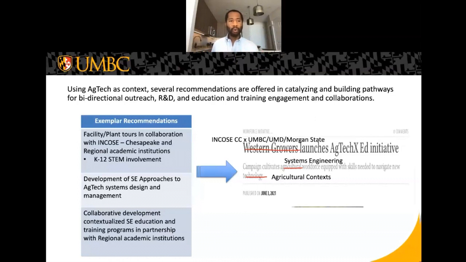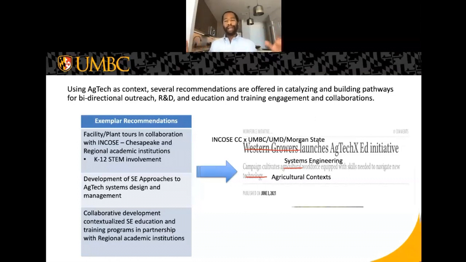Some things that can be explored: facility plant tours in collaboration with the INCOSE Chesapeake chapter and our academic partners, for instance. I think there could be some really neat things in terms of spurring and catalyzing K-12 STEM involvement as well. Development of systems engineering approaches to ag tech systems design and management, so some scholarship opportunities there. And from an academic programming perspective, collaborative development and contextualization of systems engineering education and training programs in partnership with regional academic institutions.